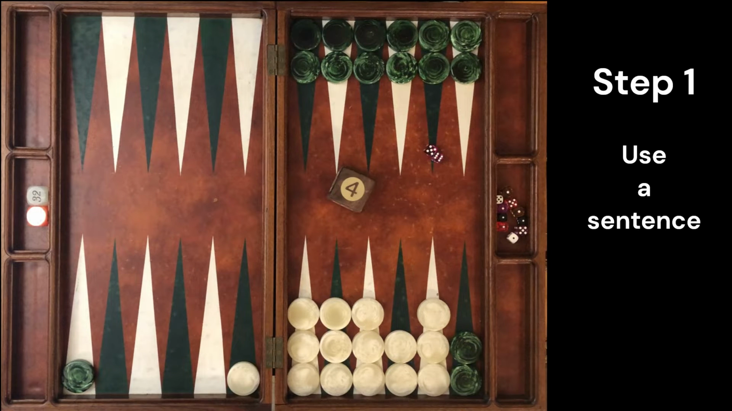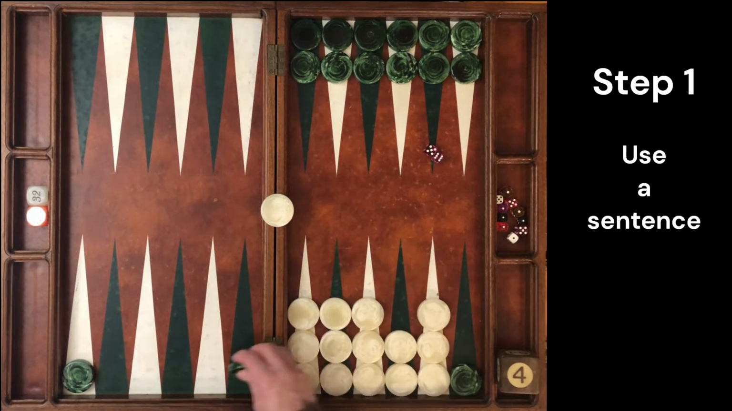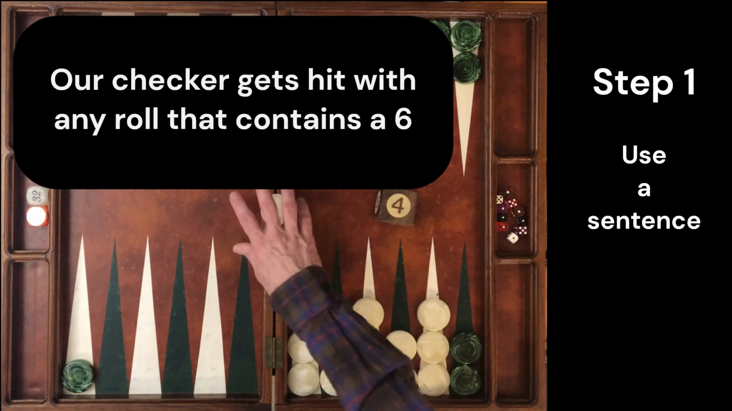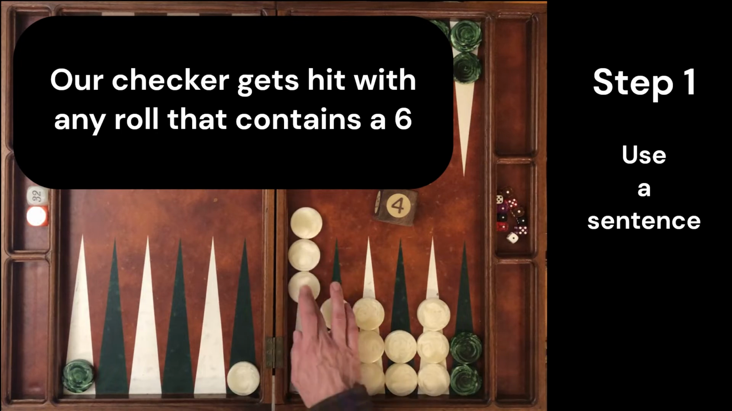In this case, our sentence is, our checker gets hit and put on the bar with any roll that contains a 6. That's our starting point, and it'll always be our starting point even when the position is more complicated. So our sentence is, our checker gets hit with any roll that contains a 6. Now what if this was our situation?